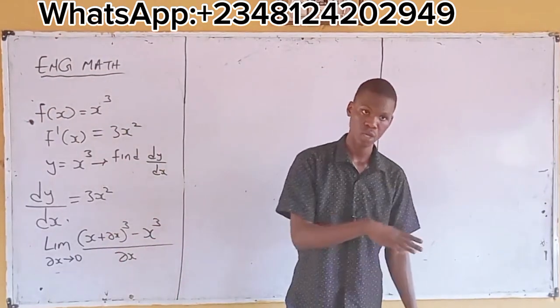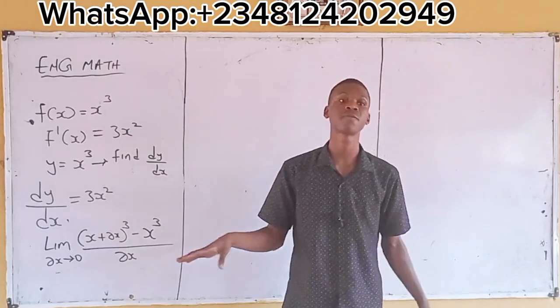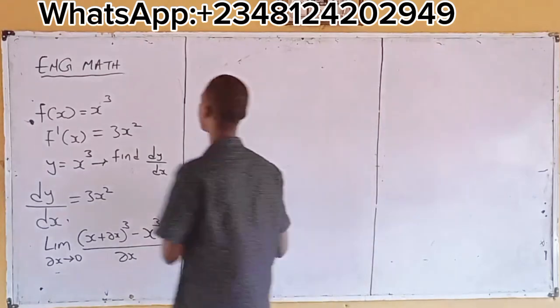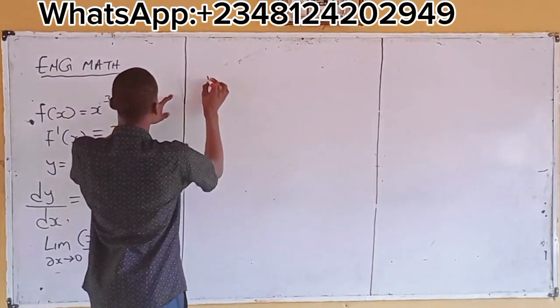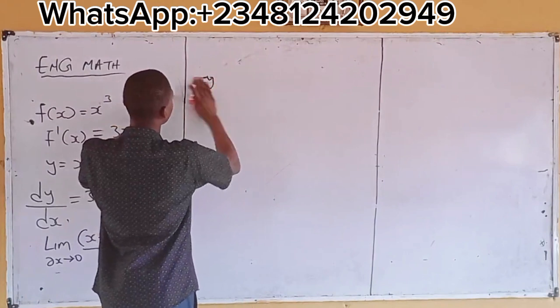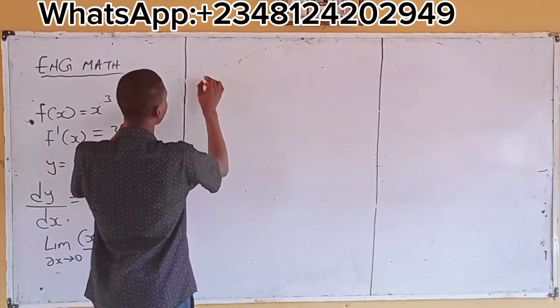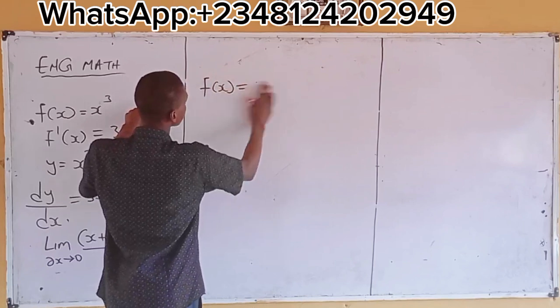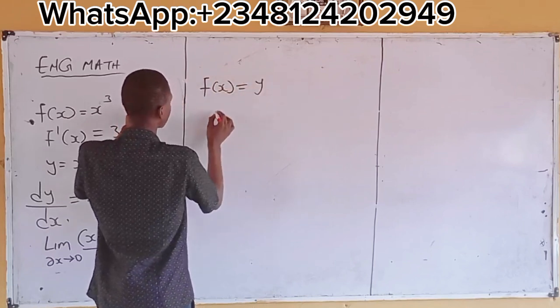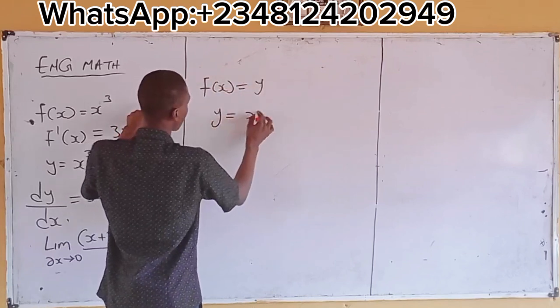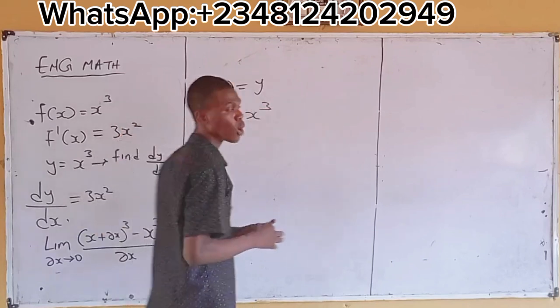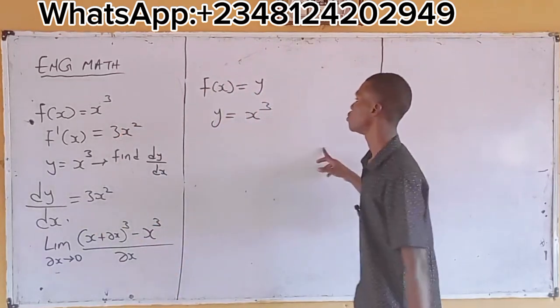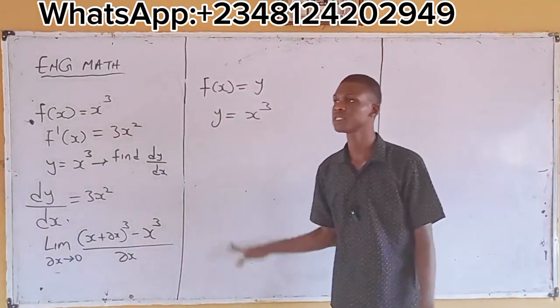But in this case, the question wants us to differentiate using first principle. Now from here, let's solve. From this question, my f of x is still the same thing as y. Now I can write the given question as y equals x cubed.